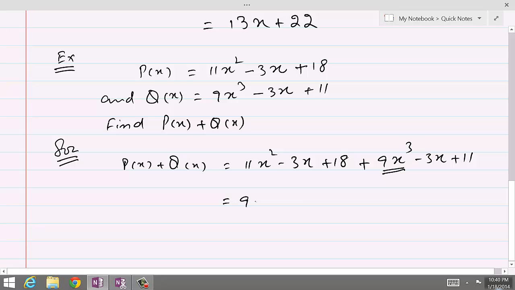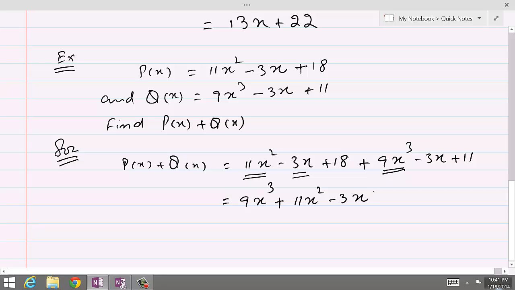So let's write it down. Is there another like term, another term which involves x cube? There is no other term, so let's write this down and then move on to the next term, which is 11x square. Is there another term which involves x square? No, there is no other term which involves x square, so we write this down and then we move on to the next one, which is minus 3x.